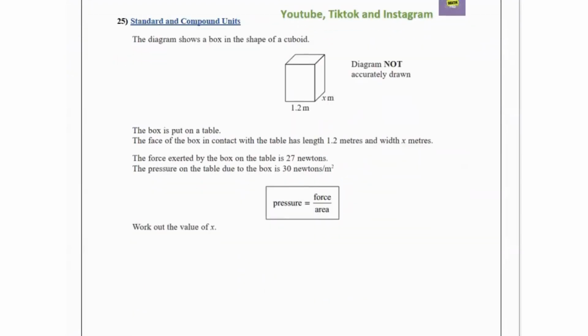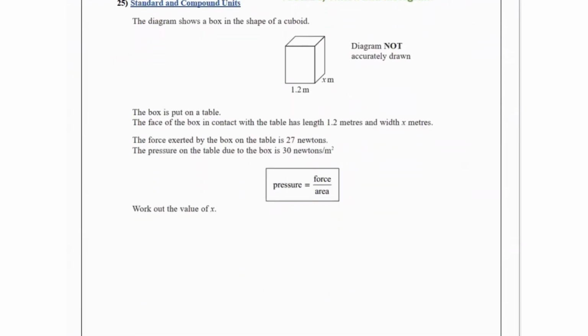Then it says the diagram shows a box in the shape of a cuboid. The box is put on a table. The face of the box in contact with the table has length 1.2 meters and width x meters. The force exerted by the box on the table is 27 newtons. The pressure on the table due to the box is 30 newtons per meter square. Work out the value of x.